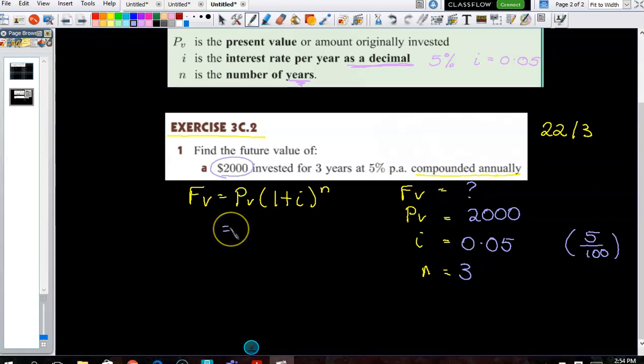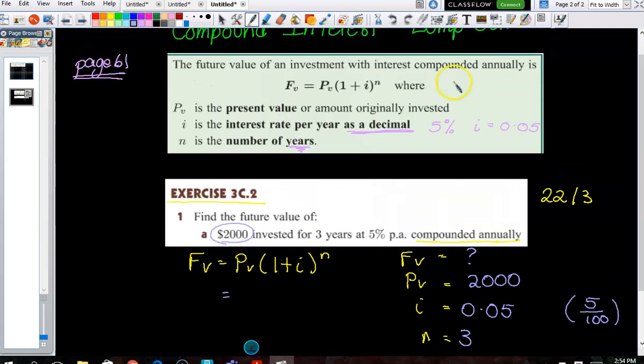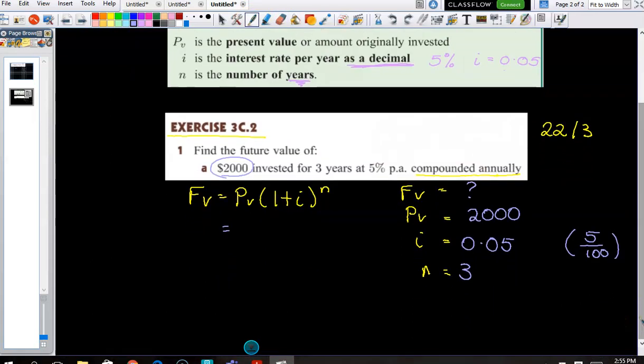So the question was, why are we doing 5 divided by 100? Because for this formula, they have said that's how it works. If it wasn't, they would have to rewrite this as PV, 1 plus I over 100 all the time, and they get sick of it. So they're just saying I is the interest rate as a decimal. So you've got to follow what they've said.